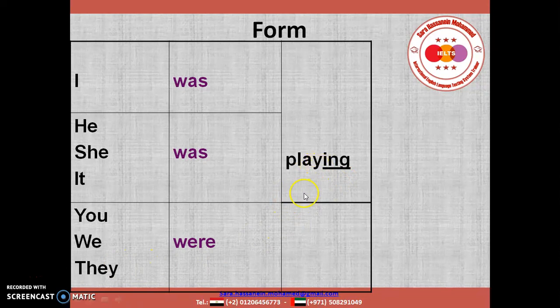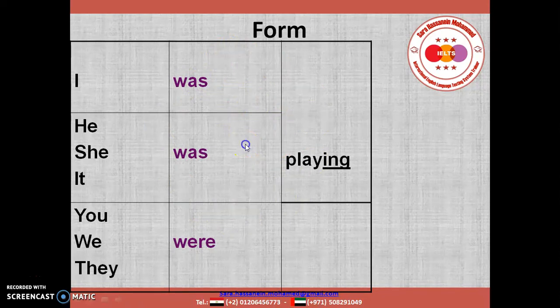And of course, if I have a singular noun, I will have was, like my sister was playing, because my sister is like she, right? It's the same as she. Or if I get a plural noun, you must get were. For example, my two brothers were playing yesterday. This is concerning the form of the past continuous tense in the affirmative form.